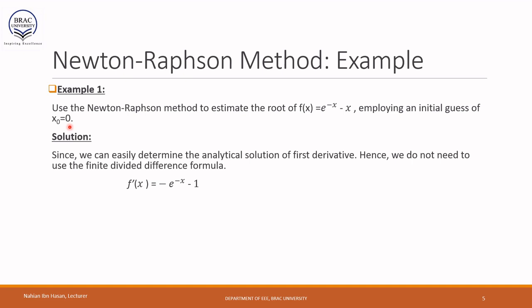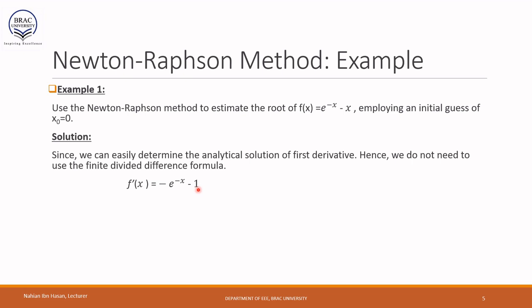What we are going to do is find the derivative of this function, that means f prime of x, which can be easily calculated. For example, e to the power minus x, if we differentiate this term with respect to x, it is going to be minus e to the power minus x, and if we differentiate the last term x with respect to x, it is going to be 1.